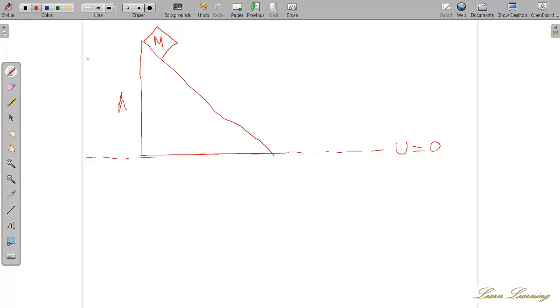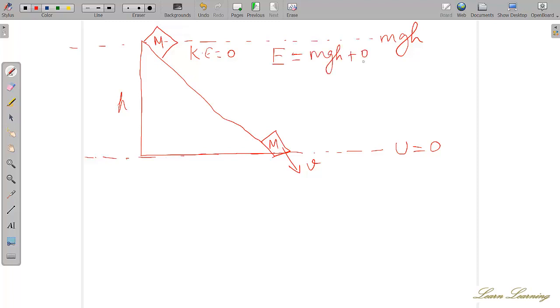Since this is height h, the potential energy at this level will be equal to mgh. And we assume that, let's say, the block reaches here and has a velocity v. Since it was at rest here, the kinetic energy here equals 0. So what will the total energy be here, I mean the mechanical energy? The total energy here will be equal to mgh plus 0.